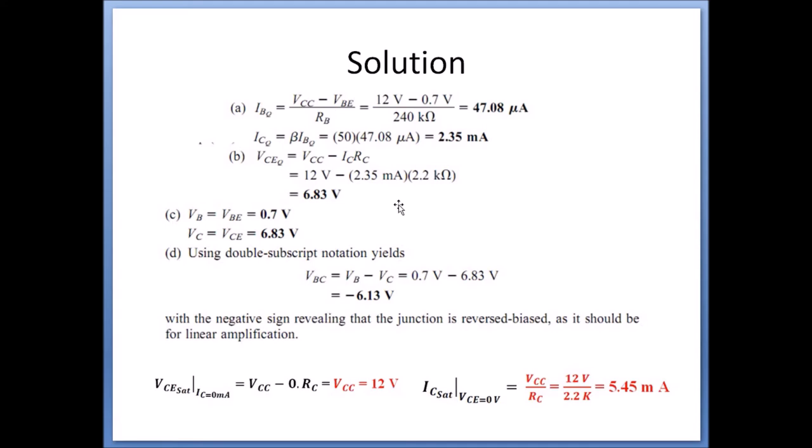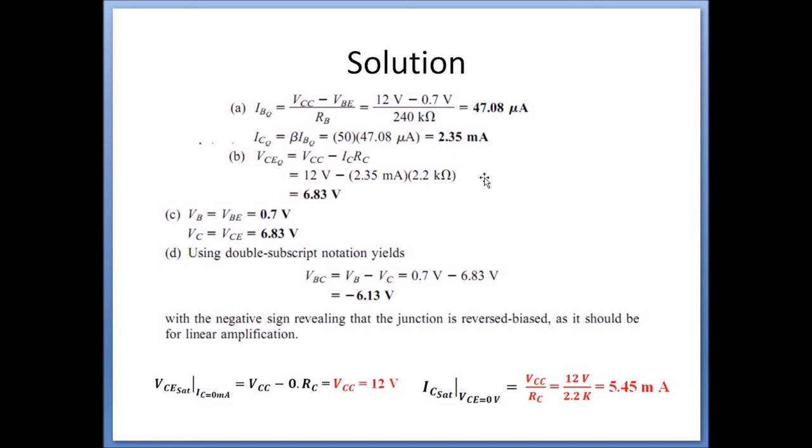Now what is the value of VBC? VBC can be calculated as VB minus VC. VC we have already calculated, and VB is 0.7 volt, and the result is minus 6.13 volt. So this particular result is very interesting. The negative sign reveals that the junction is reverse biased, as it should be for linear amplification. We have a condition for linear operation: the base emitter junction must be forward biased and the base collector junction must be reverse biased, which is the condition for linear mode or linear region.